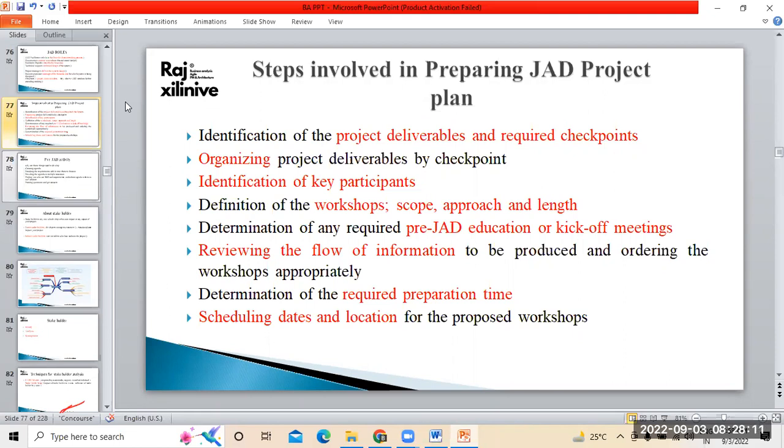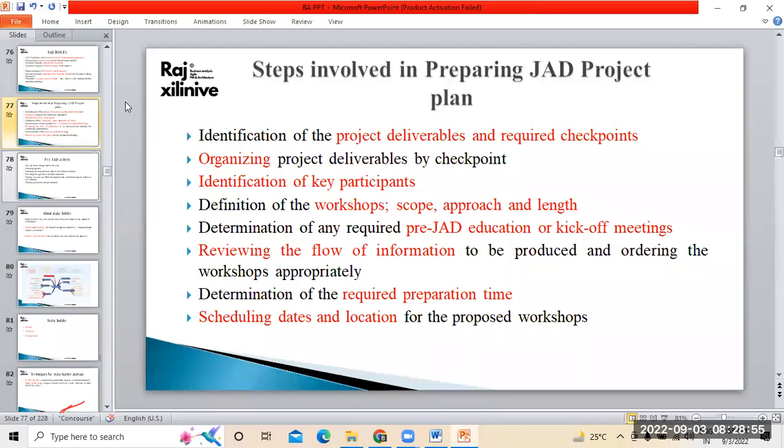In order to reach those project deliverables, what are the required checkpoints? What are the important success factors? In simpler terms, what are the critical success factors or required checkpoints we have to make sure of to complete the project deliverables successfully. When you are going to prepare a JAD project plan, first of all, we must know what project deliverables we have, followed by what required checkpoints we need to consider. This is the first step.